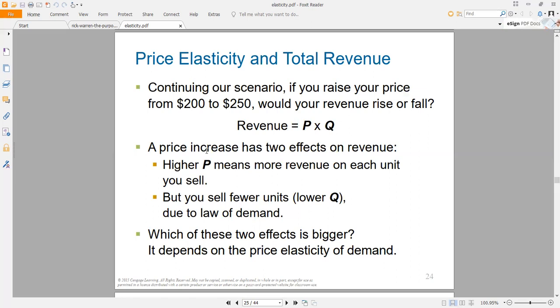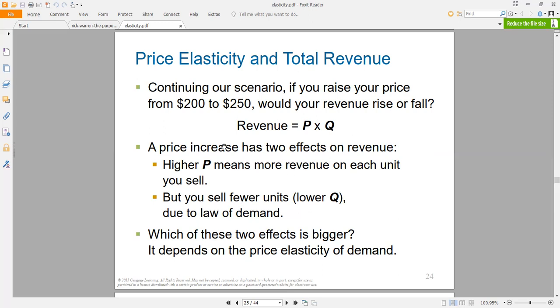When you increase price from 200 to 250, it means that you'll be getting more revenue on each unit that you sell. Initially, it was just 200, now you are getting 250. But because of the increase in price, you have to sell fewer units. The quantity demanded for your good is going to fall, and this is because of the law of demand.